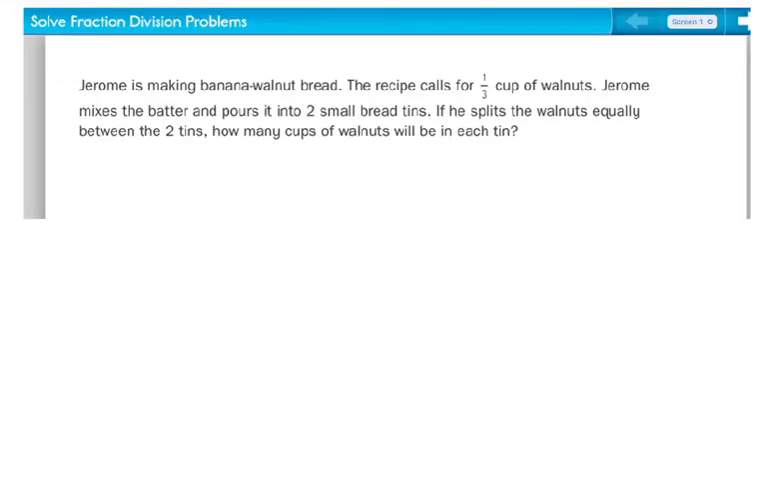Still on our whiteboards, Jerome is making banana walnut bread. Do you like banana walnut bread? The recipe calls for 1/3 cup of walnuts. Would you please write 1/3 on your whiteboard? Jerome mixes the batter and pours it into 2 small bread tins. If he splits the walnuts equally between the 2 tins, how many cups of walnuts will be in each tin? So we're figuring out what is 1/3, and he's going to divide it in half, one in one tin, one in the other tin.